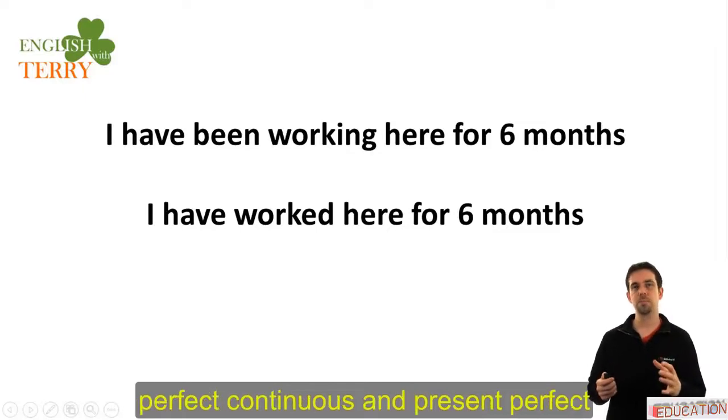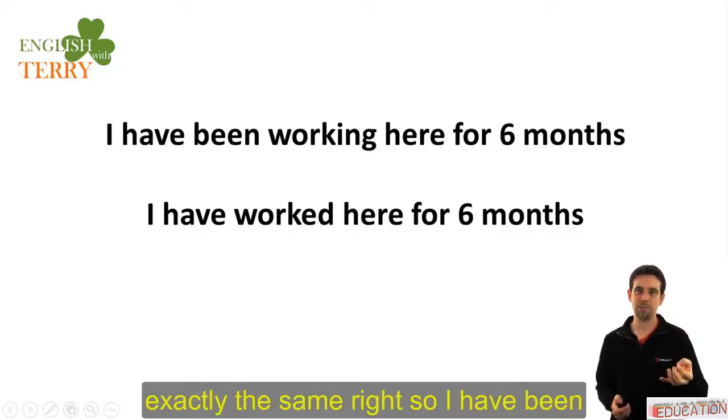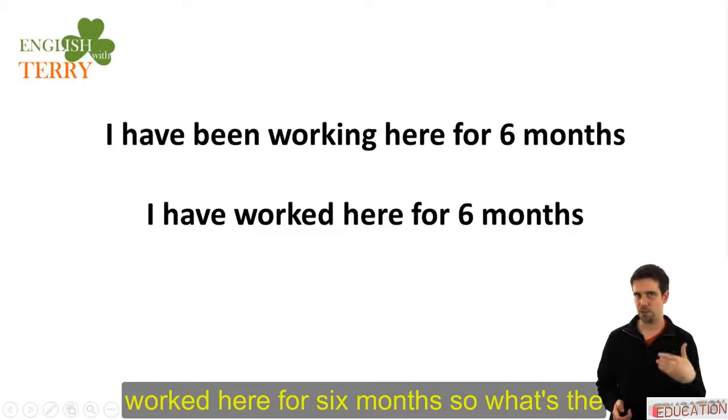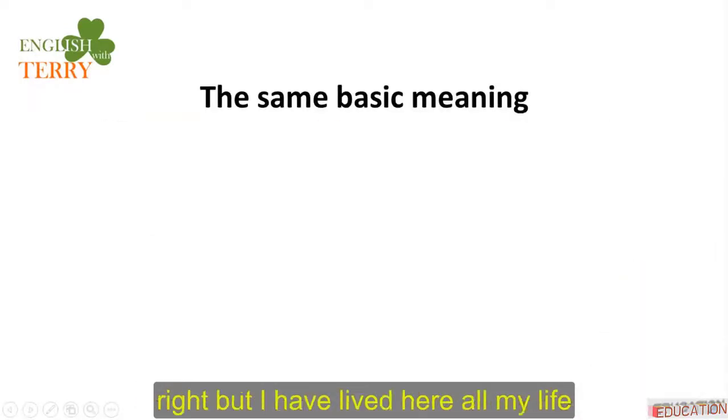Now, with the present perfect continuous and present perfect simple, sometimes the meaning is almost exactly the same, right? So, I have been working here for 6 months. I have worked here for 6 months. So what's the difference? It's the same basic meaning, right?